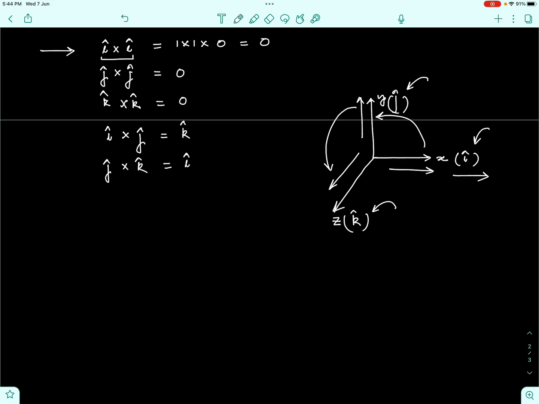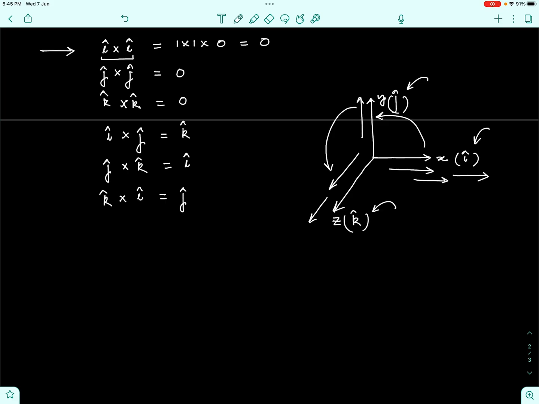And if we look at the third pair, which is k cap cross i cap, see that k cap is now along the z axis and i cap is along the x axis. So when you take your right hand, once again stretch your fingers, point your fingers first along the z axis and then curl them along the x axis. You will observe that your thumb is pointing along the y axis. So k cap cross i cap will come out to be j cap.